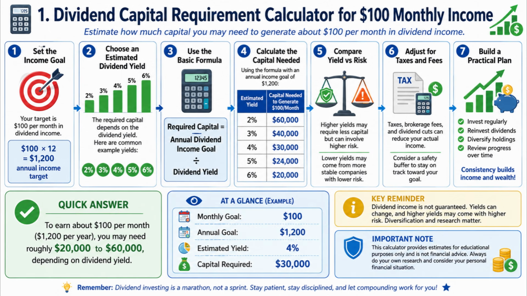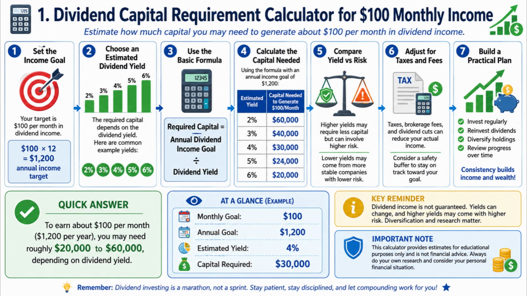After that, use the basic formula. The required capital is calculated by dividing the annual dividend income goal by the estimated dividend yield. In simple terms, required capital equals annual dividend income goal divided by dividend yield. This formula gives a practical estimate of how much money may be needed to reach the target.